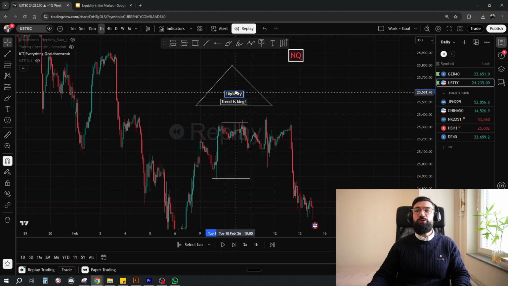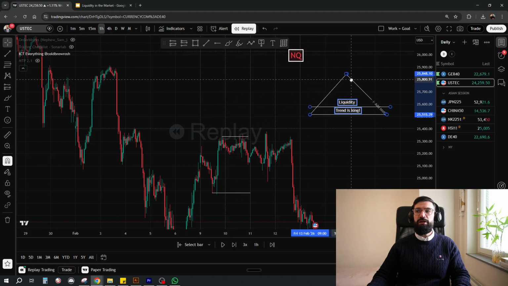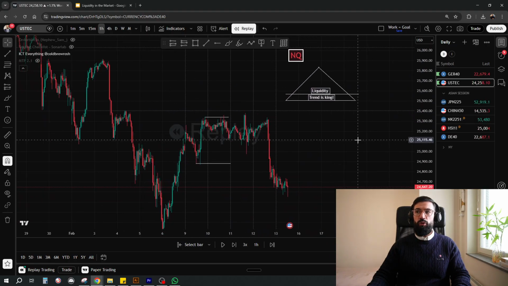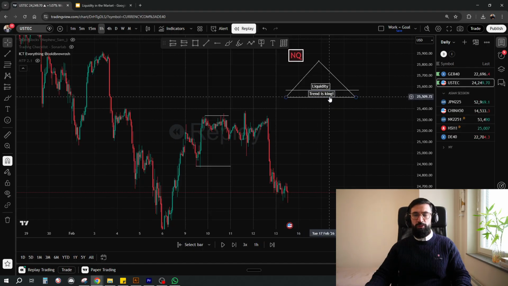Number two is liquidity. This is what we are looking for. This is what we are building our strategy for. We are defining where the highest probability of the market is going. So first we define the trend. Where is the trend going?